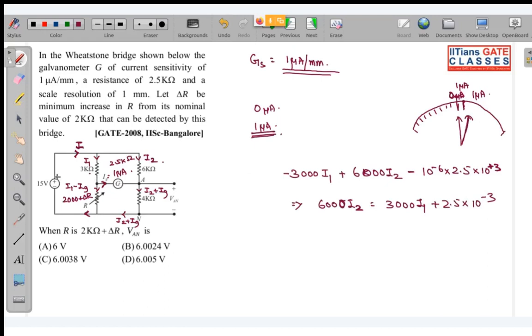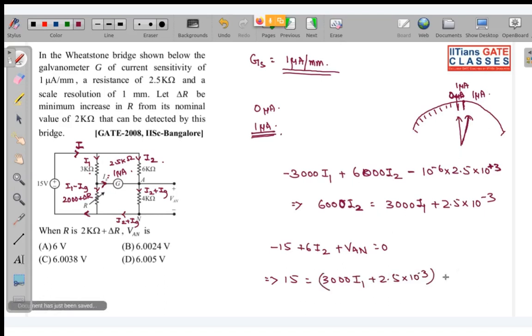One more equation we can take from here. Okay. So minus 15 plus 6I2 plus VAN is equal to 0. Now 6I2 is this. 15 is equal to 3000 I1 plus 2.5 into 10 to the power minus 3 into 6 plus VAN.